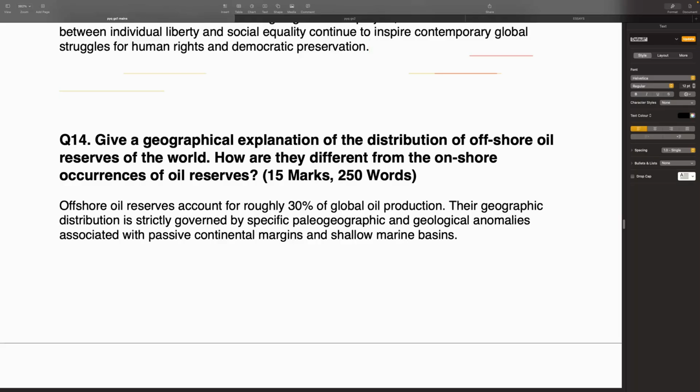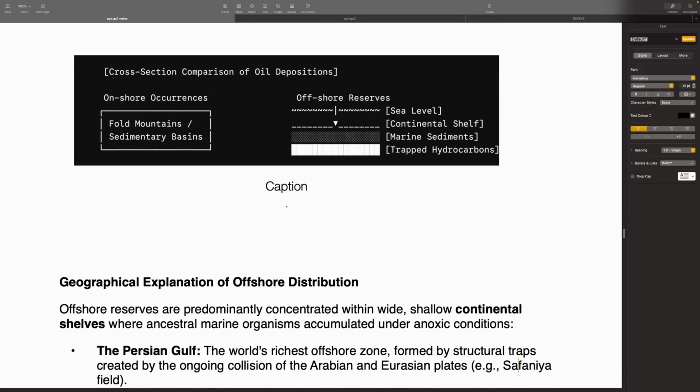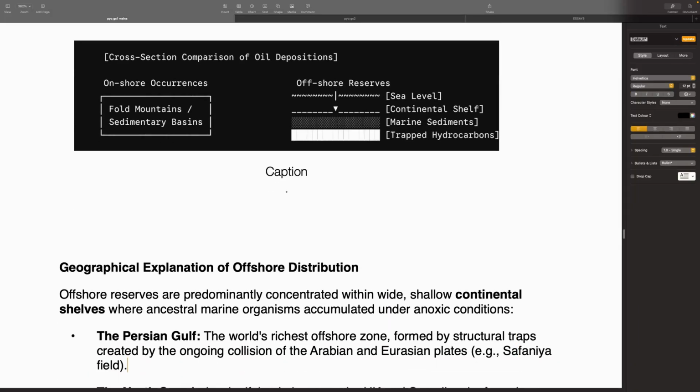Offshore oil reserves account for roughly 30% of global oil production. Their geographic distribution is strictly governed by specific paleogeographic and geological anomalies associated with passive continental margins and shallow marine basins. This is the diagram you can see if you want.